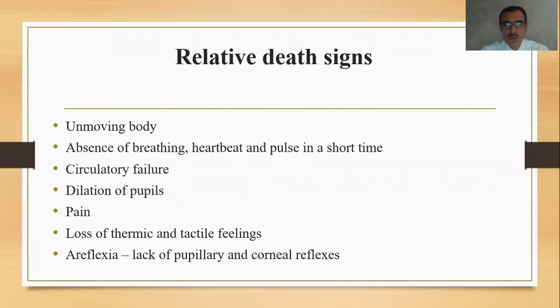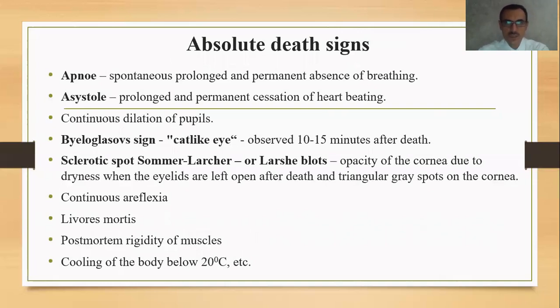The death signs divide into two groups. First of them is relative, and second one absolute or constant death signs. The relative death signs are the following: the unmoving body, then absence of breathing, heartbeat, and pulse in a short time, then circulatory failure, dilation of pupils, pain, loss of thermic and tactile feelings, and areflexia, lack of pupillary and corneal reflexes.